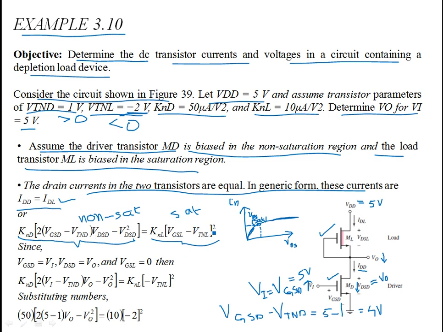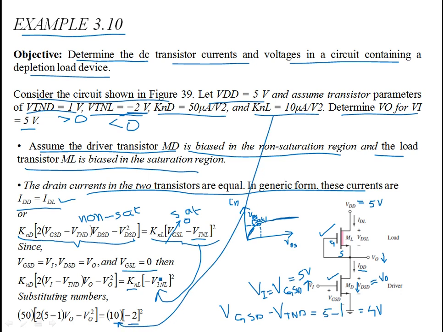This is the sat region voltage and current relationship, and you see over here the gate is shorted to the source, so VGSL is 0. So you don't need to bother about this VGSL; it's 0. VTN for the depletion type is negative, so this becomes a positive quantity. VGSL is 0 over here, and then you just substitute -2. KNL, the conduction parameter for the load MOSFET, is 10, so this is coming over here.